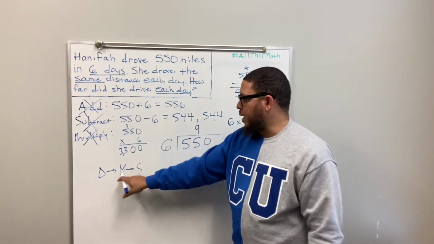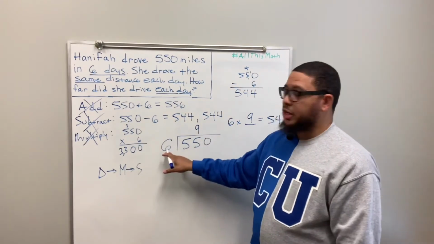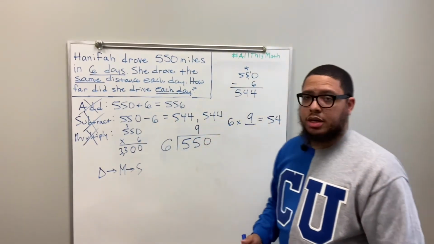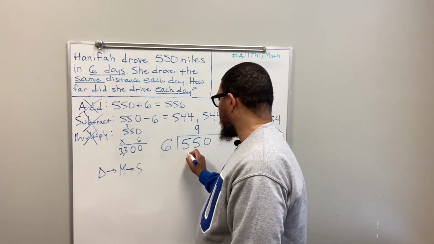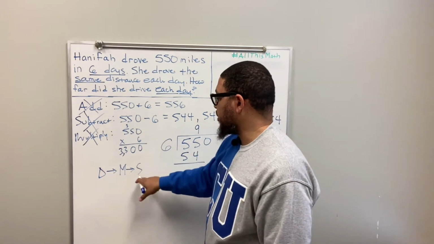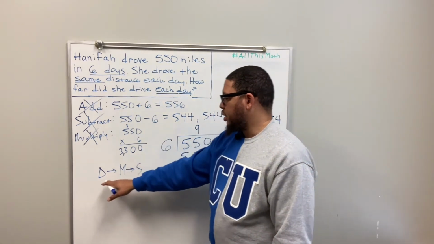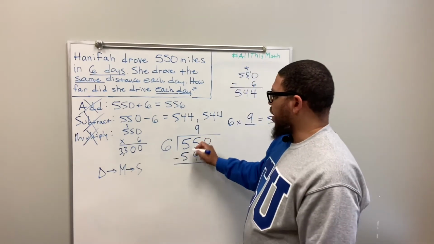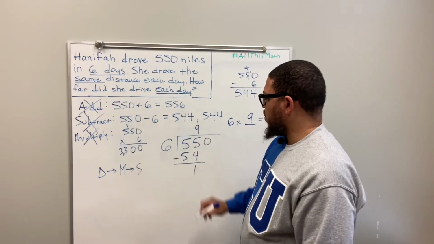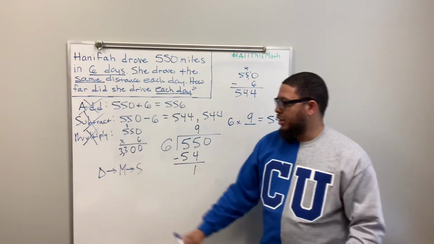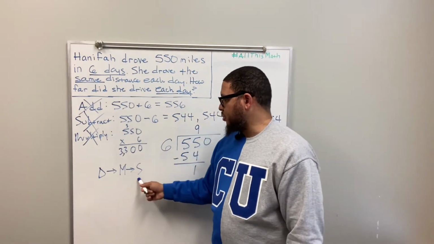Now we have to multiply the 6 by this 9. What is 6 times 9? 6 times 9, we already know, is 54. So you take the 54 and you write it right here. And then we're going to subtract. We divided, then we multiplied, and now we subtract. 55 minus 54 is 1. And now we repeat the process all over again. We're going to divide, multiply, subtract.